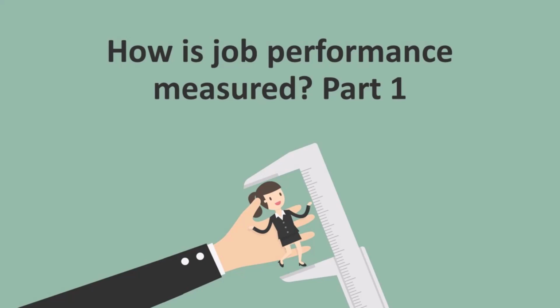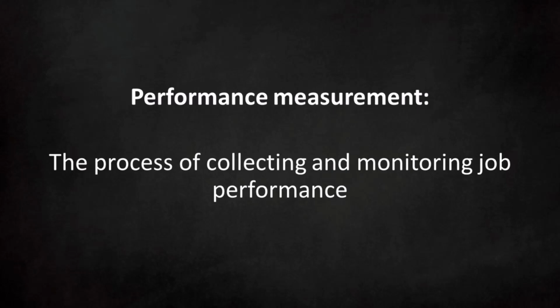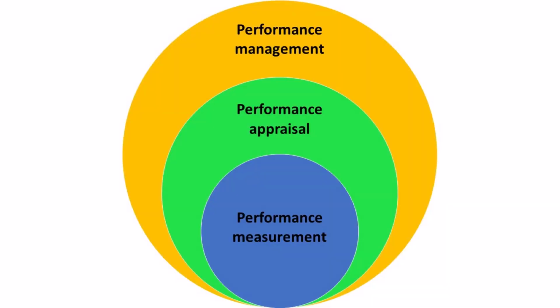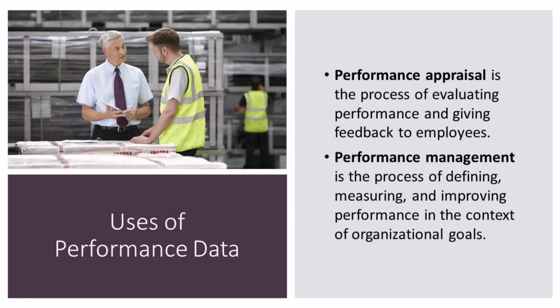How is job performance measured? Part 1. Performance measurement is the process of collecting and monitoring employees' job performance. It's part of the larger performance management system, which is a more forward-looking process used to define, measure, and improve performance in the context of organizational goals.